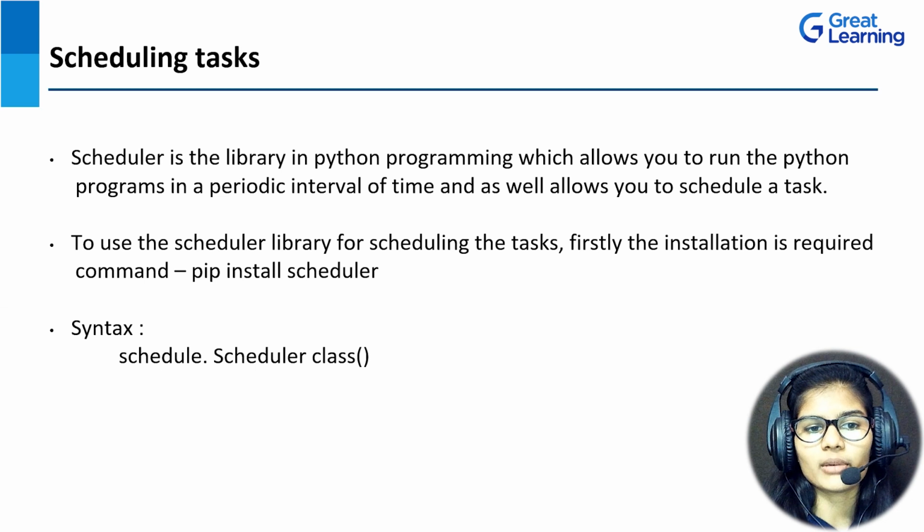So I was just discussing the syntax that we use for scheduling a task. It's super fun, actually, that the scheduler library allows you, first of all, to run a Python program at an interval of time, and it also allows you to schedule your respective task. Fine. The procedure for installation is simply to use the command pip install scheduler. Install the library, then import it and use it in your respective program, whichever you want to proceed with. Fine, so I hope I'm very clear with the scheduling task.